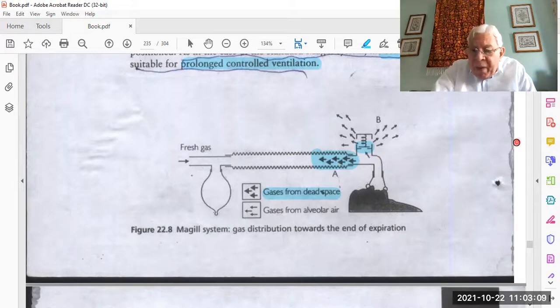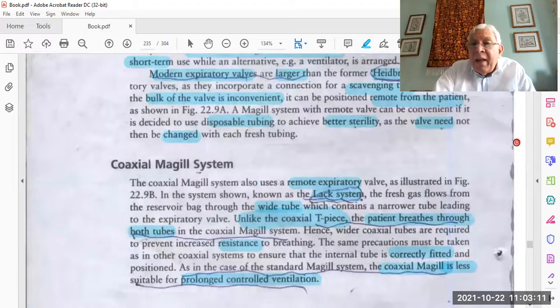On the other hand, if the patient is required to have controlled ventilation, and you tighten the expiratory valve, the situation is completely changed, and so that no rebreathing can occur, we must increase the minute ventilation.